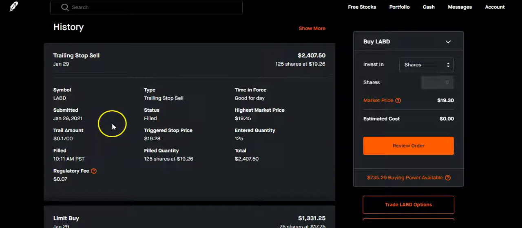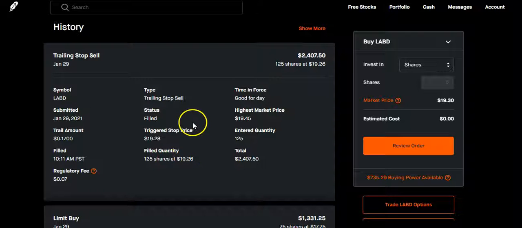So basically with this trailing stop, what that meant was I set it in at 17 cents, meaning that if it went down from its highest price, which was at the time 19.45, it would automatically take me out of the position. So as it continues to go up, and the moment that it started coming down, if it goes down by 17 cents, I basically said, hey, trigger me a market sell, get me out of the position at whatever best available price.